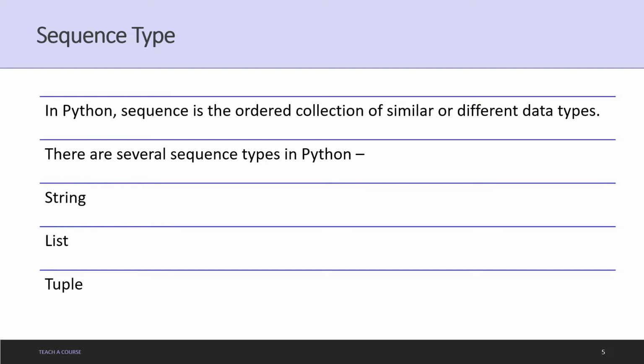So sequence allows us to store multiple values in an organized and efficient fashion. Can you name me a few sequence types in Python? Yes, string, list, tuple. So there are several sequence types in Python. Some of them are string, list, and tuple. Let's look into string.